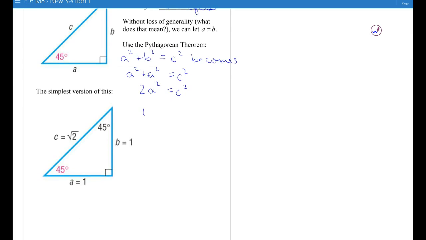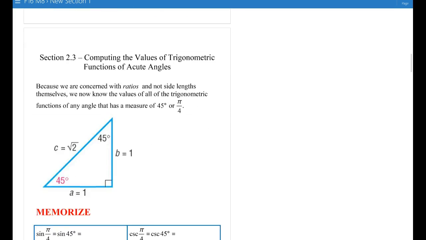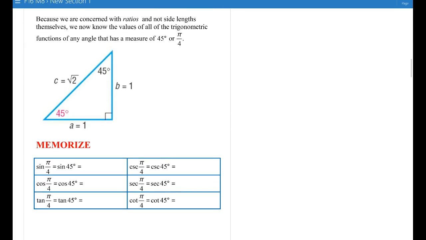So suppose we let a equal b equal 1, then we get the very simplest version of this triangle. So if a is 1, then c squared equals 2. So c equals plus or minus root 2, but this is a triangle, so we don't need the negative. So if the side lengths of the shorter sides are each 1, then the hypotenuse is the square root of 2. Well, because we're concerned with ratios and not the actual side lengths, we can now compute the values of all the trig functions of the angle that has the size of 45 degrees or pi over 4 radians.